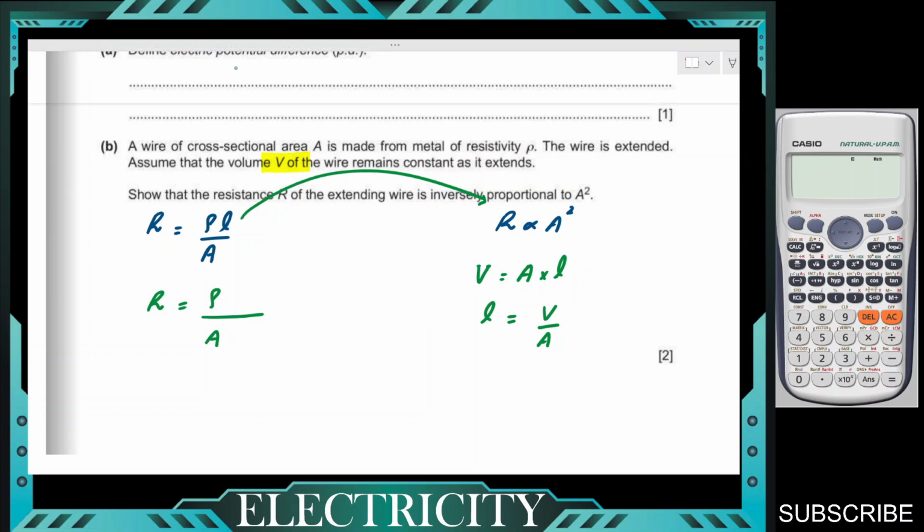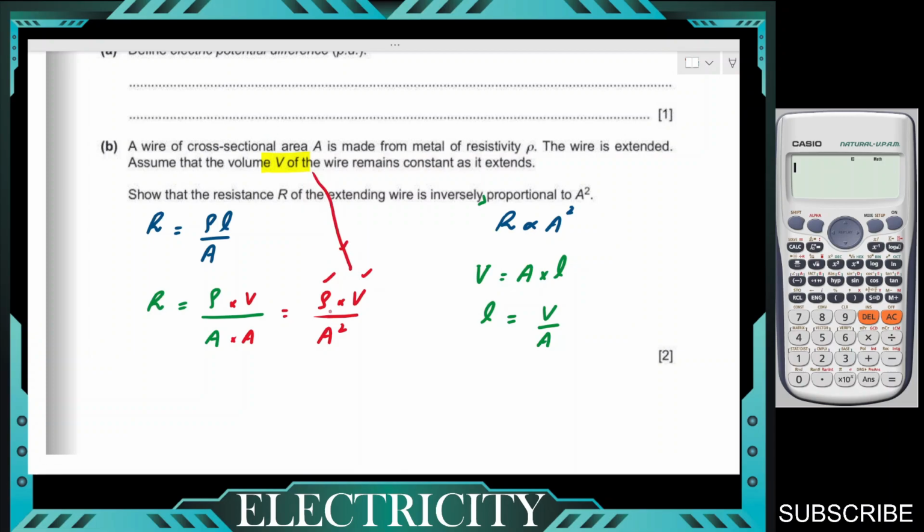So let me insert the value here. So I'm going to write volume divided by area. That area would be in the denominator, and that equals rho times V divided by A square. So R equals rho V divided by A square. So the resistivity is going to be the same, because you're not changing the material of the wire. The volume is going to be the same. How do we know? It's given in the question. Over here, the volume remains the same.